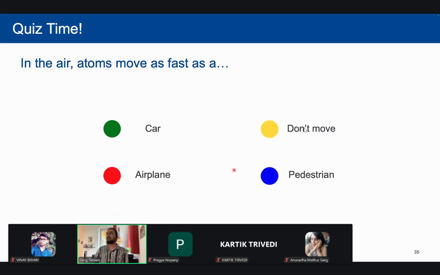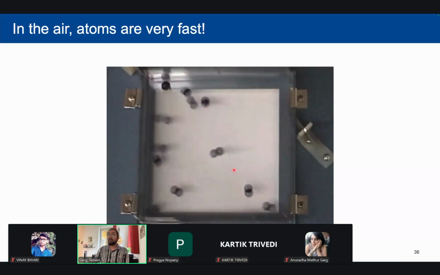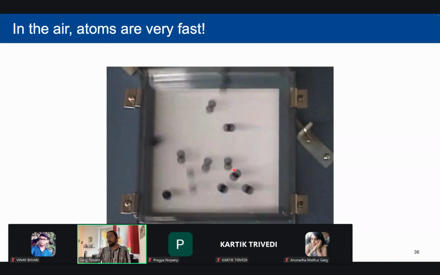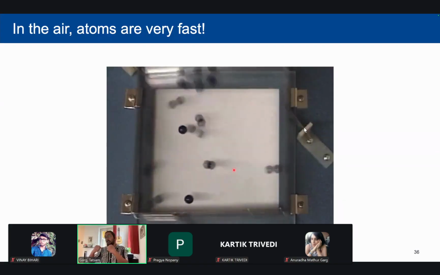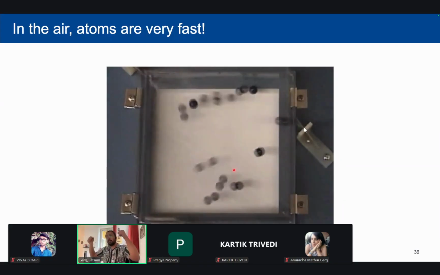Anyway, okay. Now, it turns out that in air, atoms move very fast. So in this billiard ball picture, they're going rapidly around, colliding with the walls of your container and colliding with each other, in this sort of random motion. This you're familiar with, right?